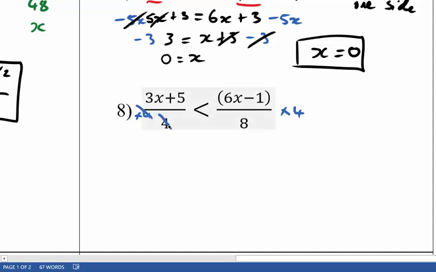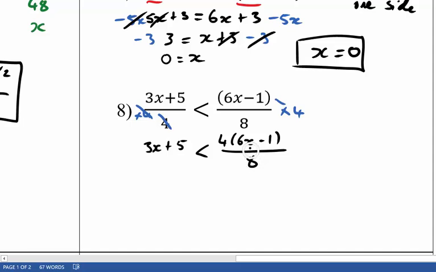By doing that, those things there will cancel out, because to times something by 4 and then to divide something by 4, we'll just leave it as itself. So I know that this side here will be 3x plus 5. On this side here, whenever I times a fraction by 4, I just times the top part. Don't times the bottom, just the top. So that's going to be greater than 4 times 6x minus 1, and that's over 8. So I've just timesed that by 4.